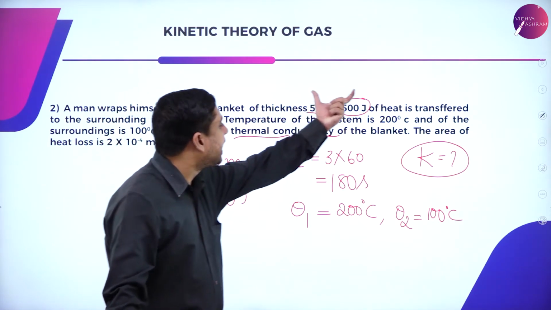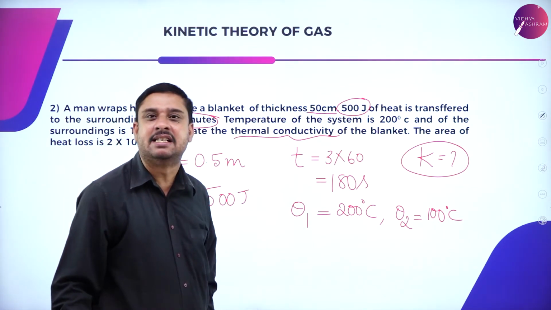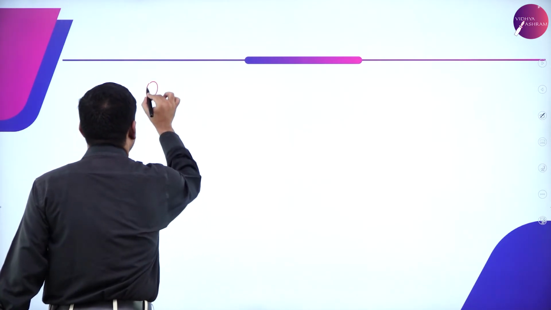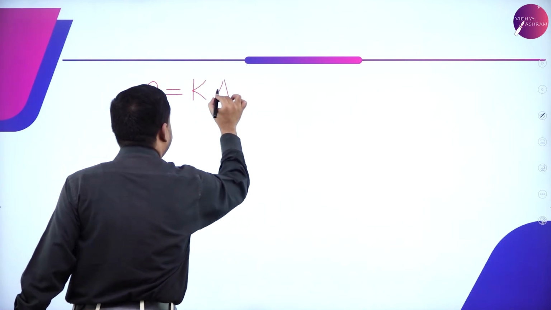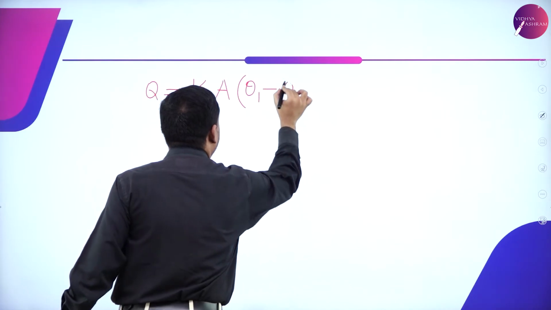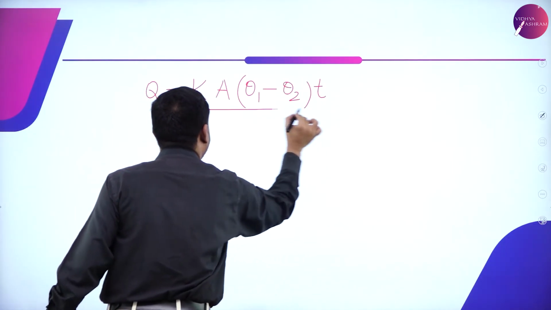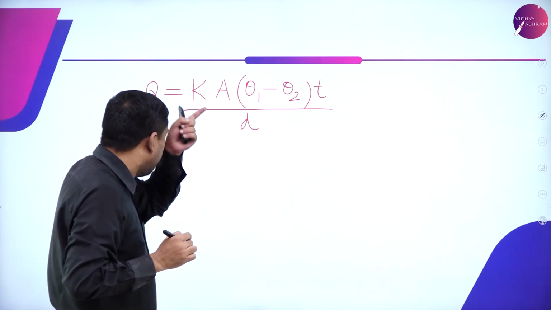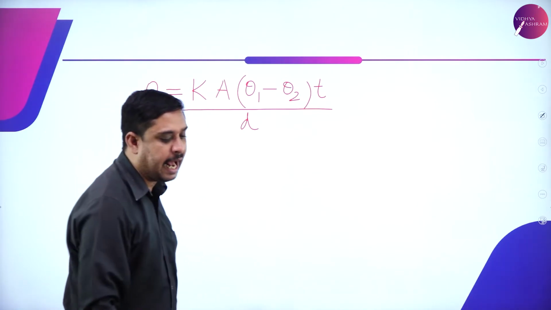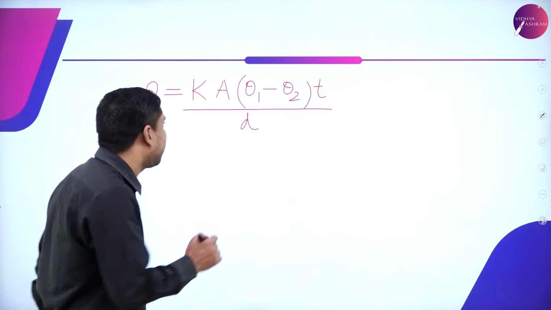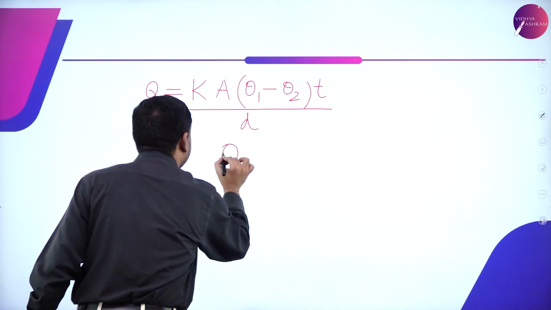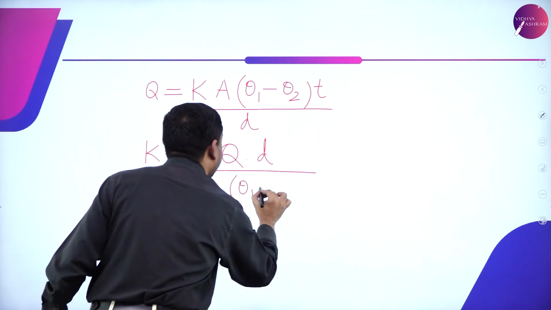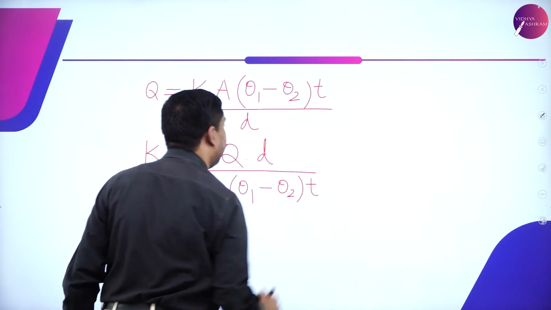Now, again, how will I relate K with these physical quantities? Simple. We have used the previous expression itself. So again, Q equals K A (theta 1 minus theta 2) into T by D. Now what is it that I have to find? K. I will have to manipulate that expression so that I am calculating K, thermal conductivity. So K becomes Q into D divided by A, (theta 1 minus theta 2) into T.